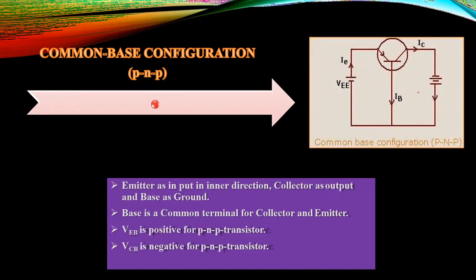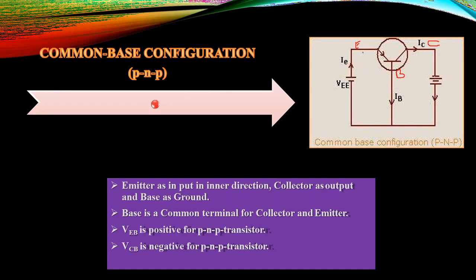Next comes the discussion with respect to the PNP transistor. In a PNP transistor, this is the emitter terminal, this is the base terminal, and this is the collector terminal. Common base means the base terminal is common for the input side and for the output side. So in this case, base is common for both the input side and the output side. So it is a common base configuration.